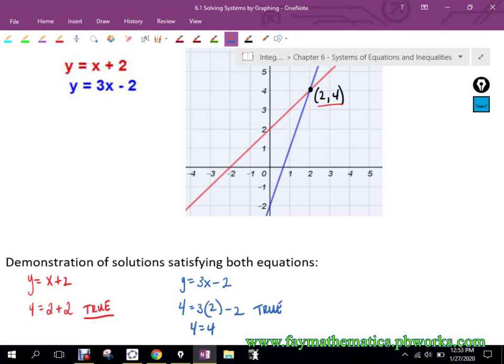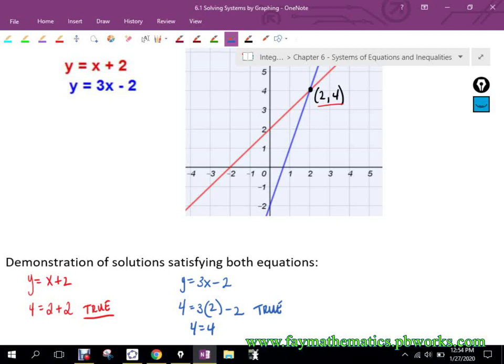If I plug in x to be negative 2 over here, 3 times negative 2 is negative 6, minus 2 again, negative 8. So that would say 0 equals negative 8. Is that true? No, it's false. And it makes sense that it gave the blue one false, because the point doesn't show up on the blue line, right? Anything that you find on that red line is going to make the red one true and the blue one false. Anything that I find on the blue line is going to make the blue one true and the red one false, right? Except for the 2, 4 point, because that's on both of them. And that's going to make the red one true and the blue one true.